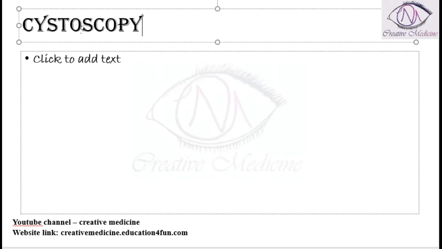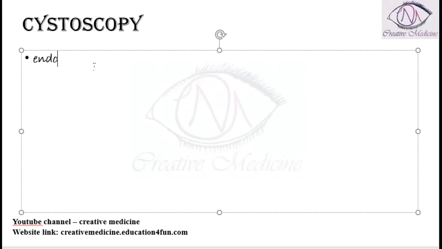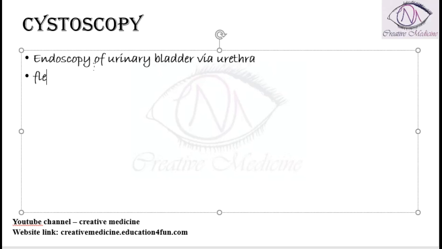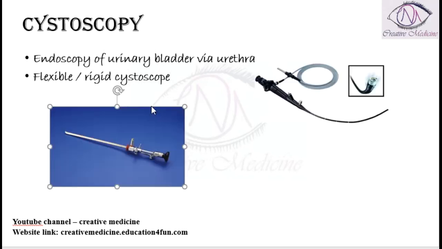Then we have the next, which is cystoscopy. What is cystoscopy? Cystoscopy is actually an endoscopy of the urinary bladder. With the help of the endoscopy, you will visualize the urinary bladder. Here endoscopy of the urinary bladder is mainly done via the urethra. For this you can use either a flexible or a rigid cystoscope. So this is the rigid cystoscope. This is the flexible cystoscope.